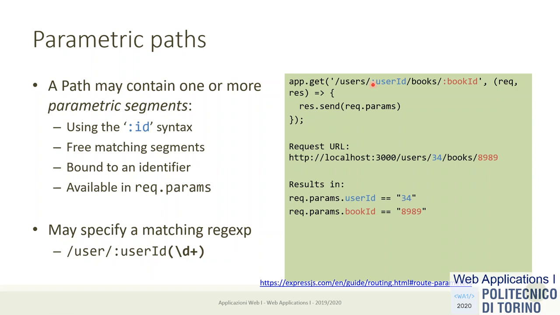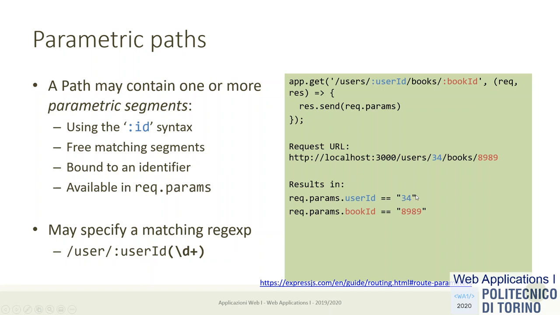So whenever we have a colon in the path specification, we are marking a parameter segment of the path, and these segments can be matched by any content that the user sends in the request URL. In this case, this URL will match this parametric path, and in particular 34 will be matched to the userId parameter, and 8989 will be matched to the bookId parameter.